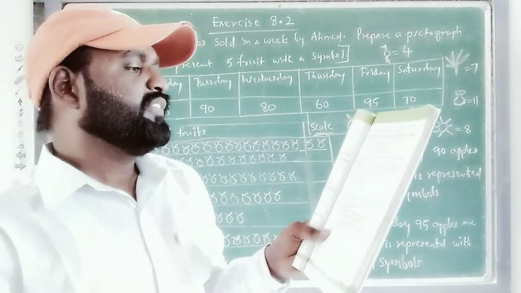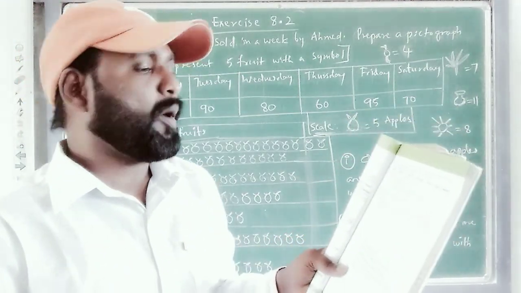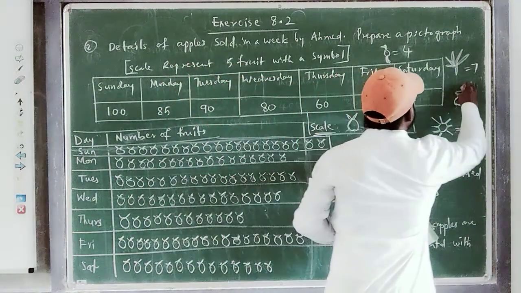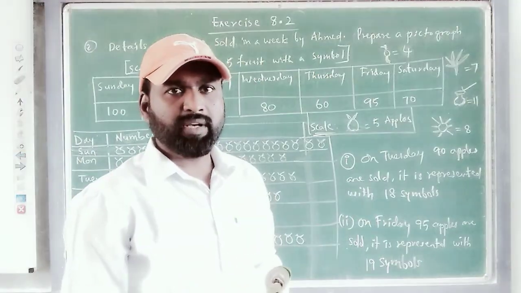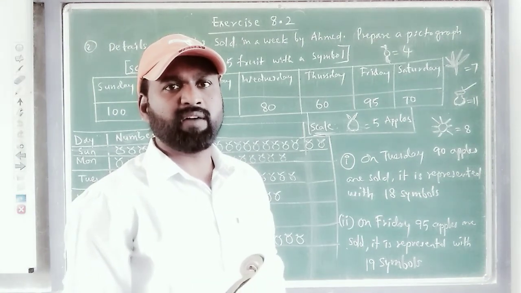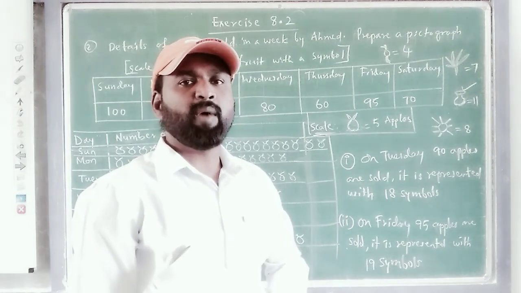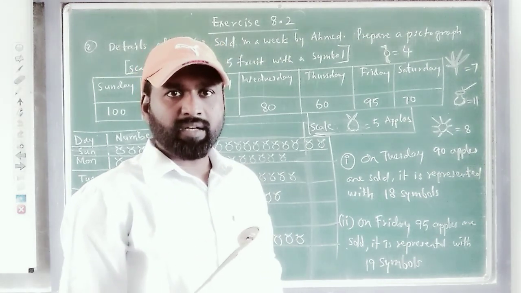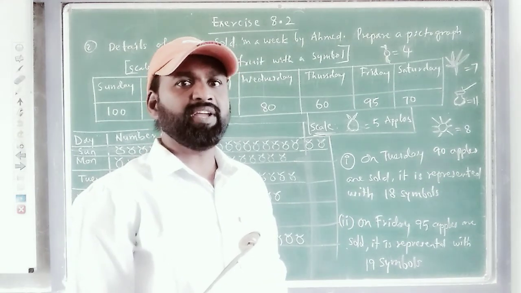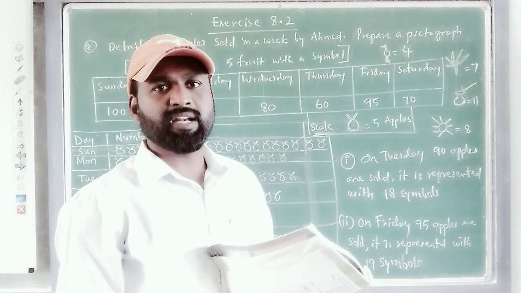Second question, which symbol candidate won the election? Who got the more votes? Pot symbol. Pot symbol candidate won the election because he got the maximum number of votes, that is 550. Comparatively, any other symbol, pot symbol is the most selected symbol. So the candidate who got the symbol of pot is the winner of the election.